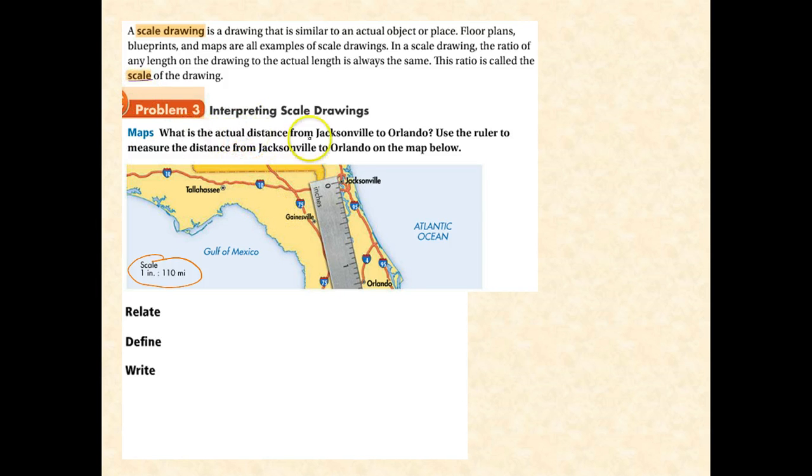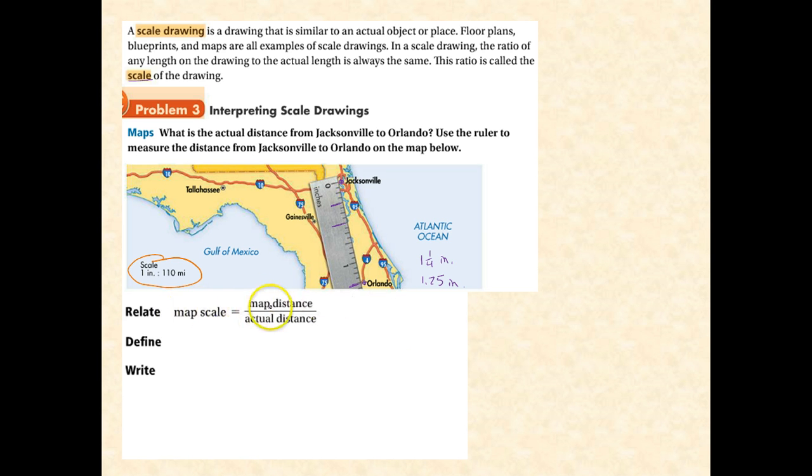So, what is the actual distance from Jacksonville to Orlando? Use the ruler to measure the distance from Jacksonville to Orlando on the map. So, let's see, that's 1 inch plus, right here is half an inch. Right here is 1/4 of an inch. So this looks like another 1/4 of an inch. So that's 1 1/4 inches, which is 1.25 inches.